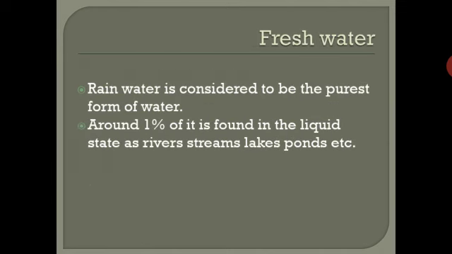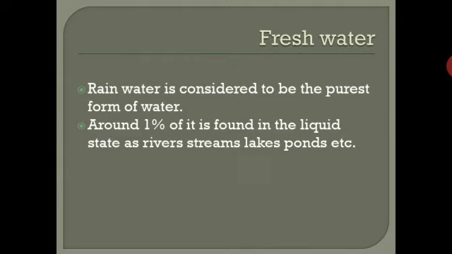Water resources of the earth can be broadly divided into fresh water and salt water. First, fresh water. Rainwater is considered to be the purest form of water. You can check this with the water available in your home. Use that water for washing clothes and see the result. Then another day, when it rains, wash your clothes using rainwater, and compared to the two, you will get a good result.